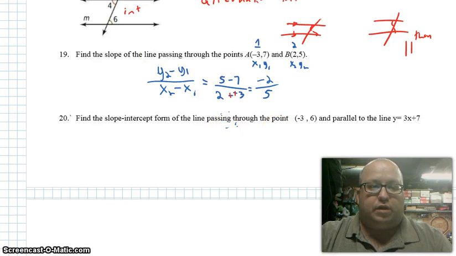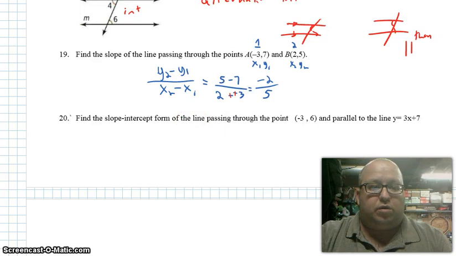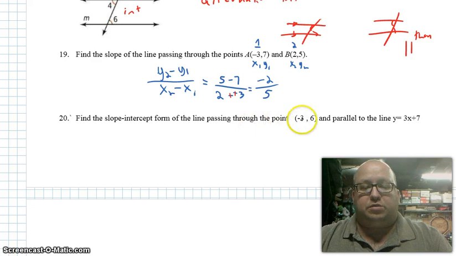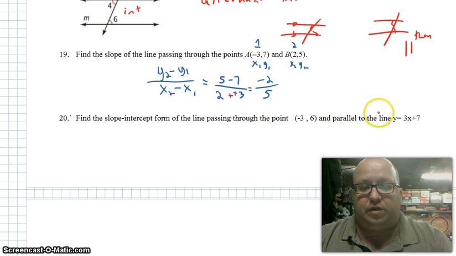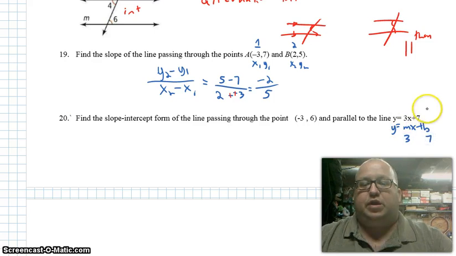Now we're going one level deeper on this next one. We want to know the slope-intercept form of the line passing through the point (-3, 6) and parallel to the line y equals 3x plus 7. Well, first let's look at this. It's in y equals mx plus b form. So 3 is our m and 7 is our b.